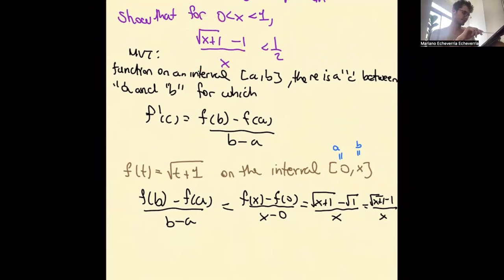So the trick was to compare it with the expression of the mean value theorem, which is a ratio. In the numerator, the expression should be related to the function, and the denominator should be related to the interval.